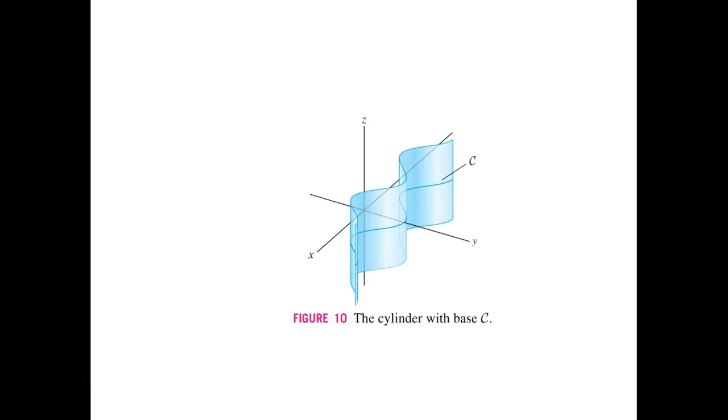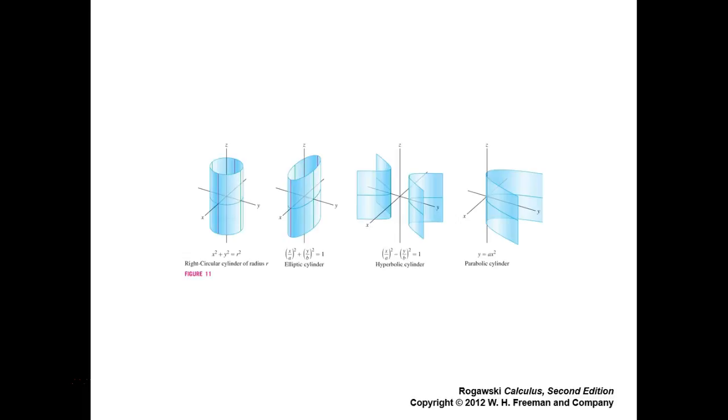Given a curve C, the one they've drawn here is not a quadratic curve. In the xy plane, the cylinder with base of that curve C, the surface consisting of all vertical lines passing through any part of that C, shown in that figure right there. Equations of cylinders involve just two variables, x and y. X squared plus y squared equals r squared. That would be your right circular cylinder, okay, where r is some constant. Okay, and then this next figure shows several of these cylinders.